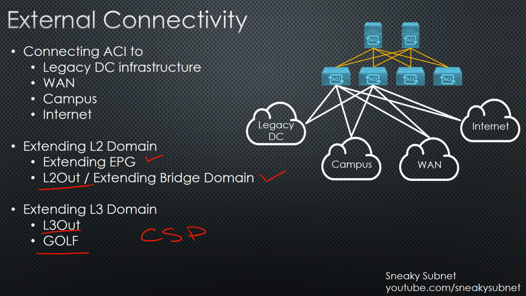Also, GOLF is an example of an exception rule in terms of ACI connectivity. When you are doing GOLF, you connect external routers directly to spine switches. So, if you leverage GOLF, you have your external routers and you connect them directly to your spine switches. In other cases, as you can see, you connect your external networks, legacy, campus, WAN, internet to your leaf switches. And those leaf switches are typically called border leaf switches.